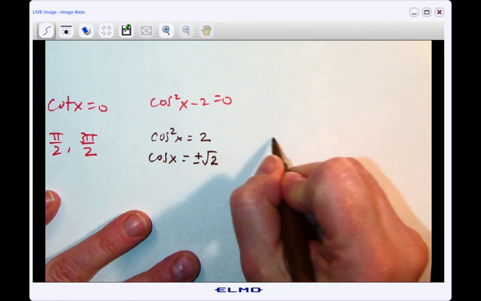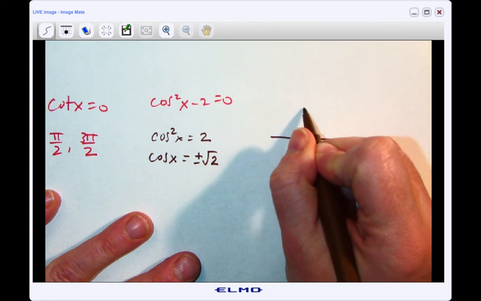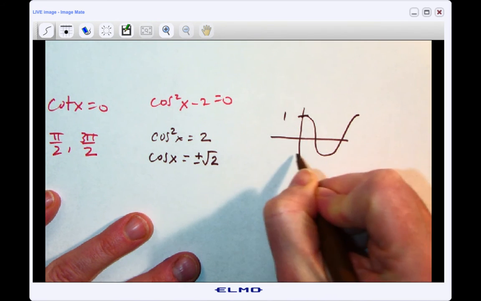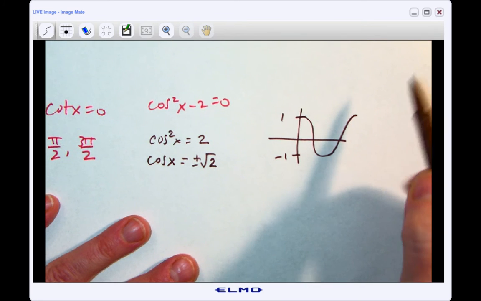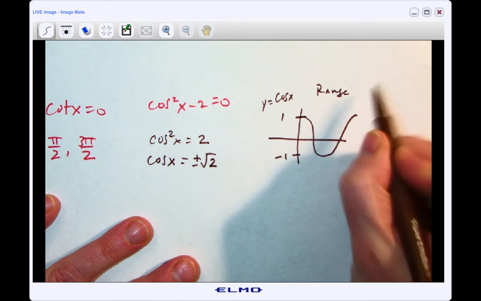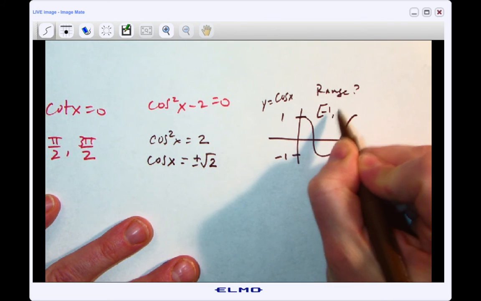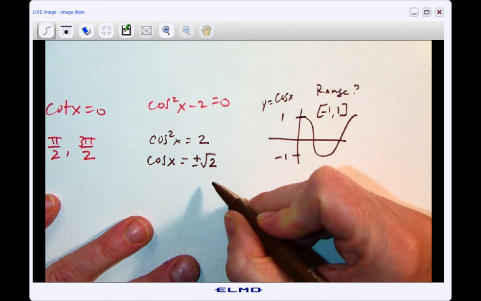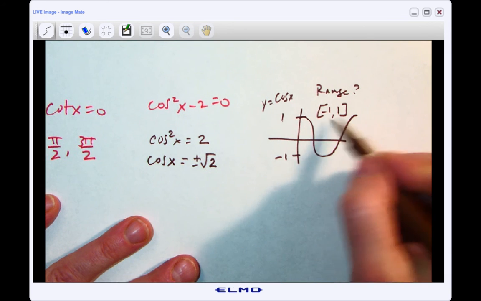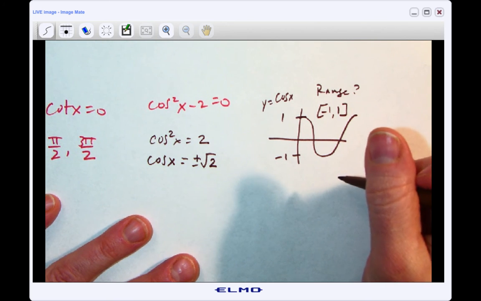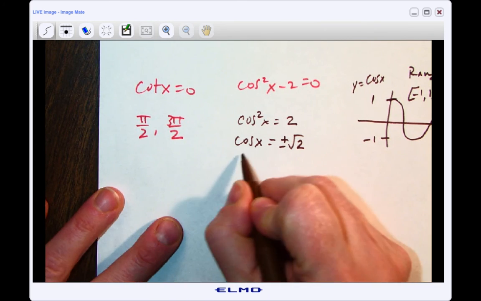Okay, let's take a look at our picture of cosine. What's my range for cosine? It's between -1 and 1. How big is root 2? It's a little bit bigger than 1, right? It's because root 1 would be 1, so root 2 has to be bigger than that, which means that you can't get a root 2 with cosine. So this one is actually no solution.